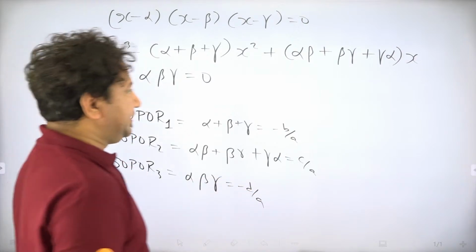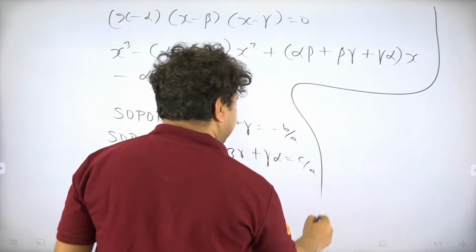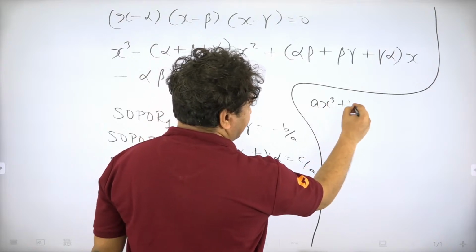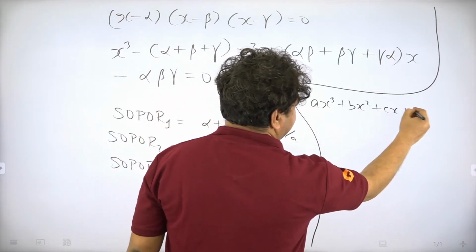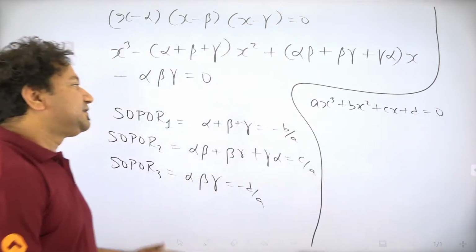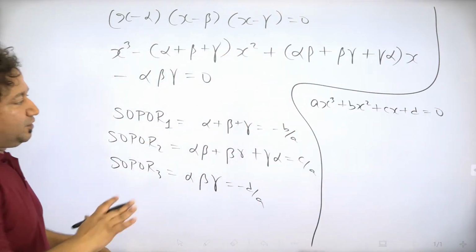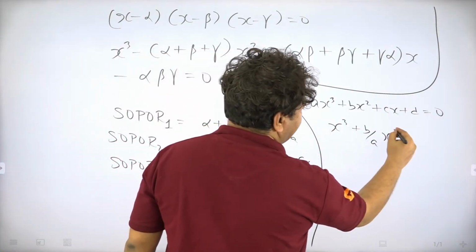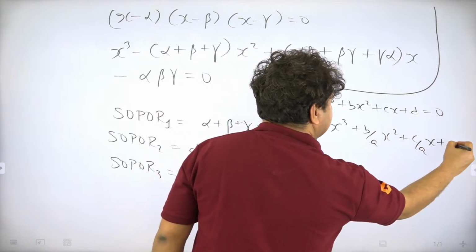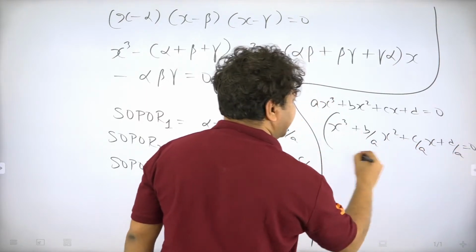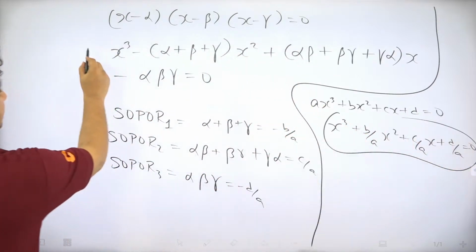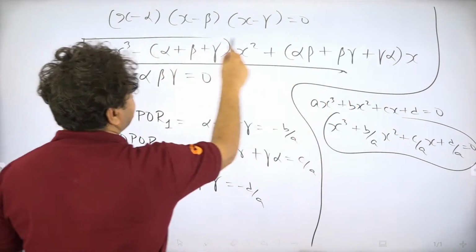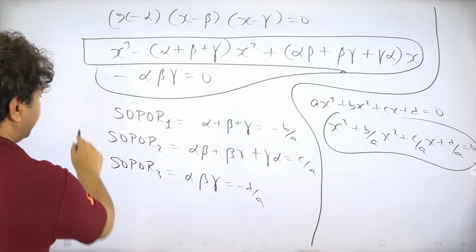Now what are a, b, c, and d? For that, let us write a general form of a third degree equation, which is ax cube plus bx squared plus cx plus d equal to 0. What we did in the earlier slide, we'll be doing over here as well. So if I divide everything by a, I'll get x cube plus b by a x squared plus c by a x plus d by a is equal to 0. Now if you compare this with this, you get to understand what exactly is happening and how we have got these results.